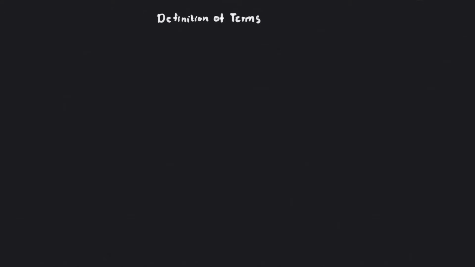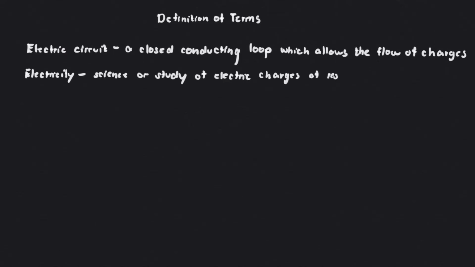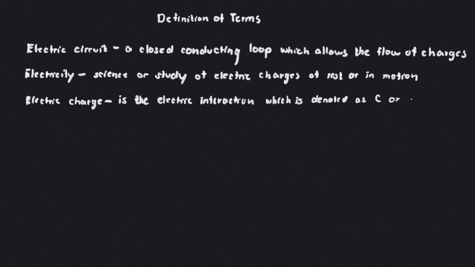But first, let us define some terms which are related to this topic. First, let us define what an electric circuit is. An electric circuit is a closed conducting loop which allows the flow of charges. Next is electricity, or the science or study of electric charges which are at rest or in motion. Next is the electric charge, which is the electric interaction, denoted as C or coulomb.